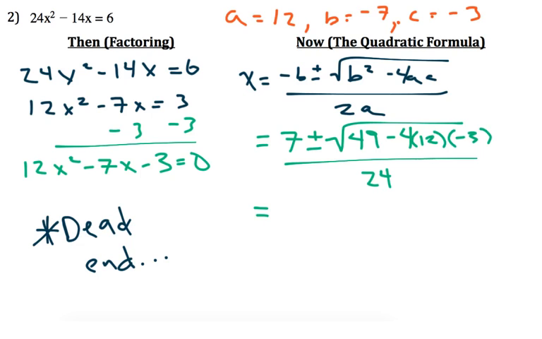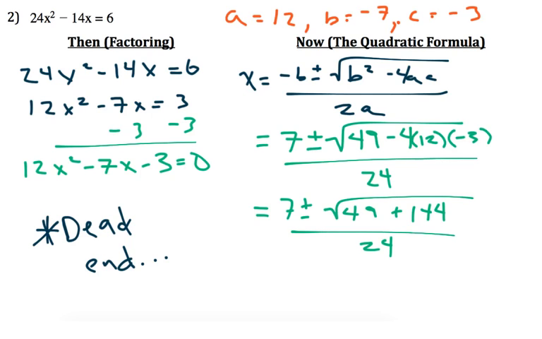Let's see what happens. 7 plus or minus the square root of 49 minus 4 times 3 is 12. 12 times 12 is 144. And a negative gives a positive. All over 24. 7 plus or minus the square root of 193 all over 24.